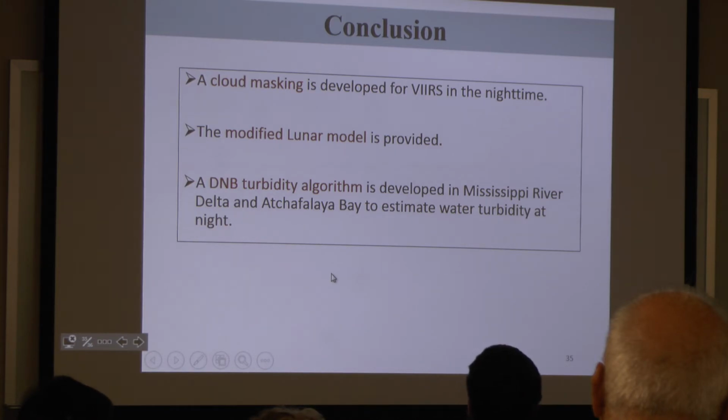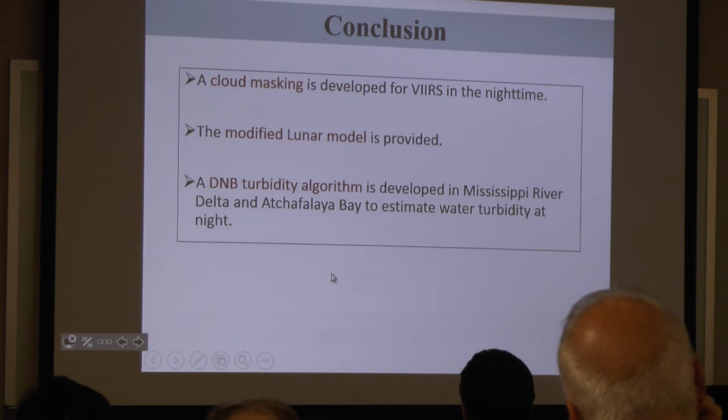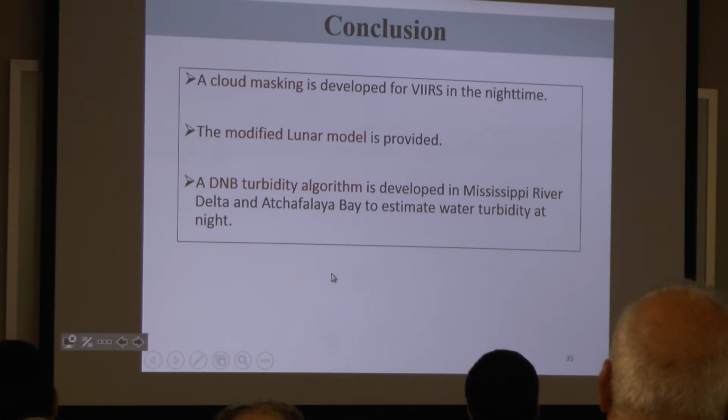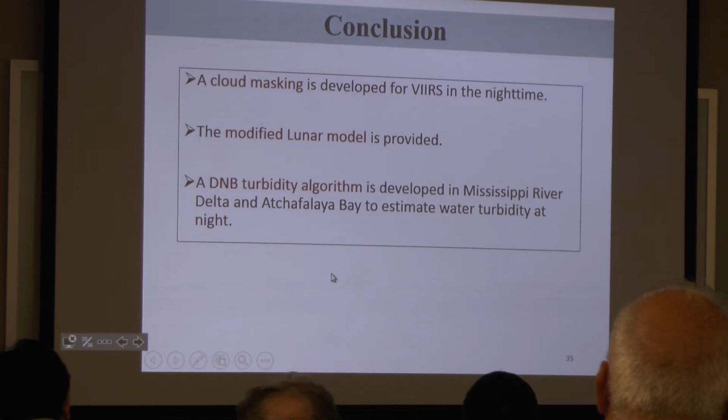So here's my conclusion. A cloud masking method is developed for VIIRS users to use on the nighttime data before 2017. This data can be provided in the future. A modified lunar model is also provided. People can use this model to calculate the downward lunar irradiance and the phase angles at a specific date, time, and place. Finally, a daylight band turbidity algorithm is developed in the Mississippi River Delta and Atchafalaya Bay for people to estimate water turbidity at night. This algorithm is provided for future comparison and research.